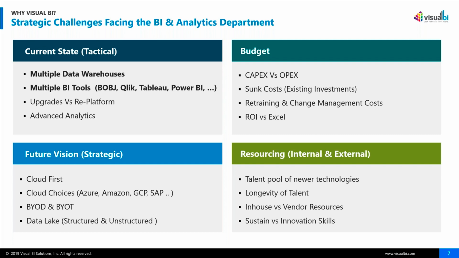But then there is an acceptance that cloud is going to be, we need to have a cloud first strategy. If so, what should be my cloud choice? How do I handle bring your own device and bring your own tool concepts? What about unstructured data? And then you have to deal with the budget. Do I want to be in CapEx or OpEx, or what about sunk cost? So you can see, across all 4 quadrants, we have challenges and dilemmas, and we are going to tackle them one by one.